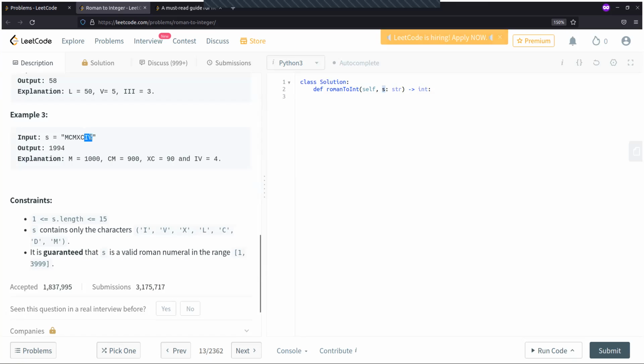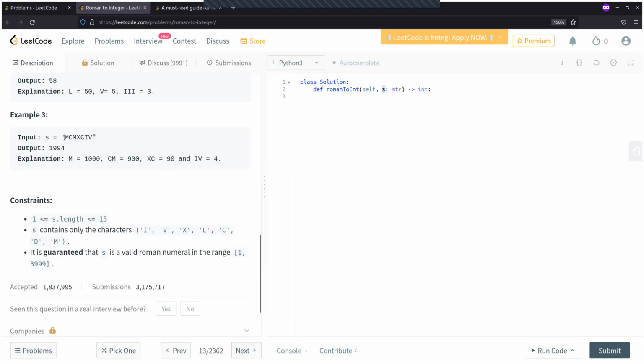For example, let us suppose 4 is written like this in Roman: IV. I denotes 1 and V denotes 5. So it should be 1 plus 5, 6. But no, here it is subtracted, meaning 5 minus 1. Why? Because I has a value which is less than V. So if we encounter any such situation in which a character which is at a lower index has a value lower than a character which is at a higher index, then we need to subtract those.